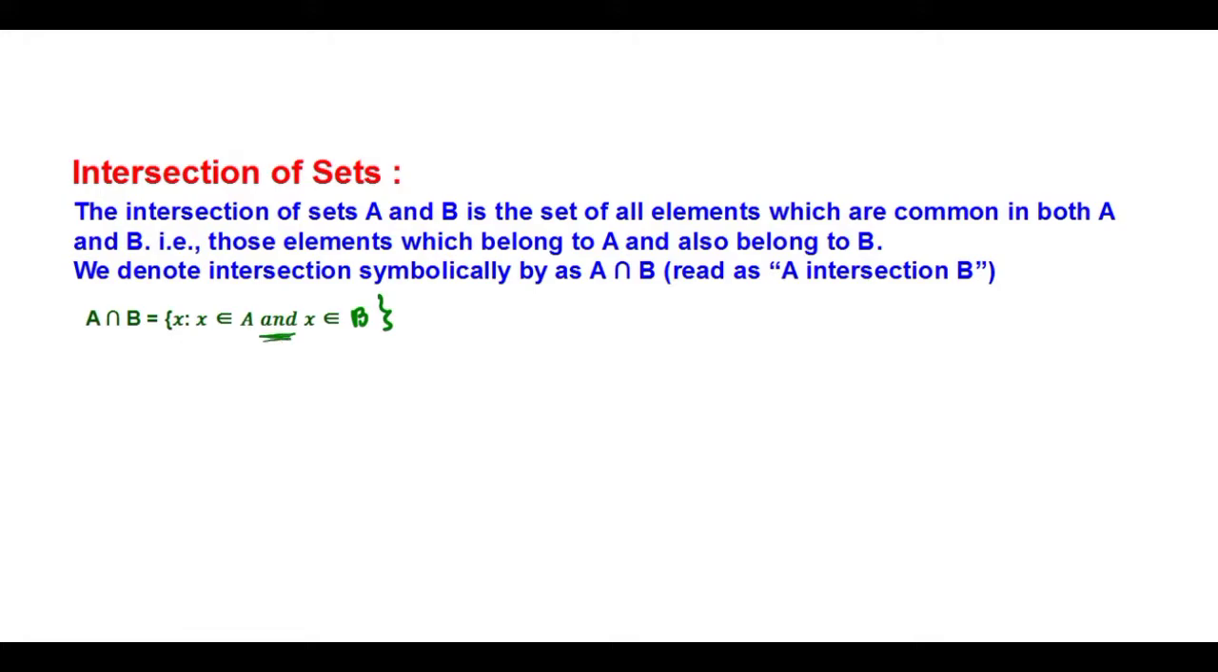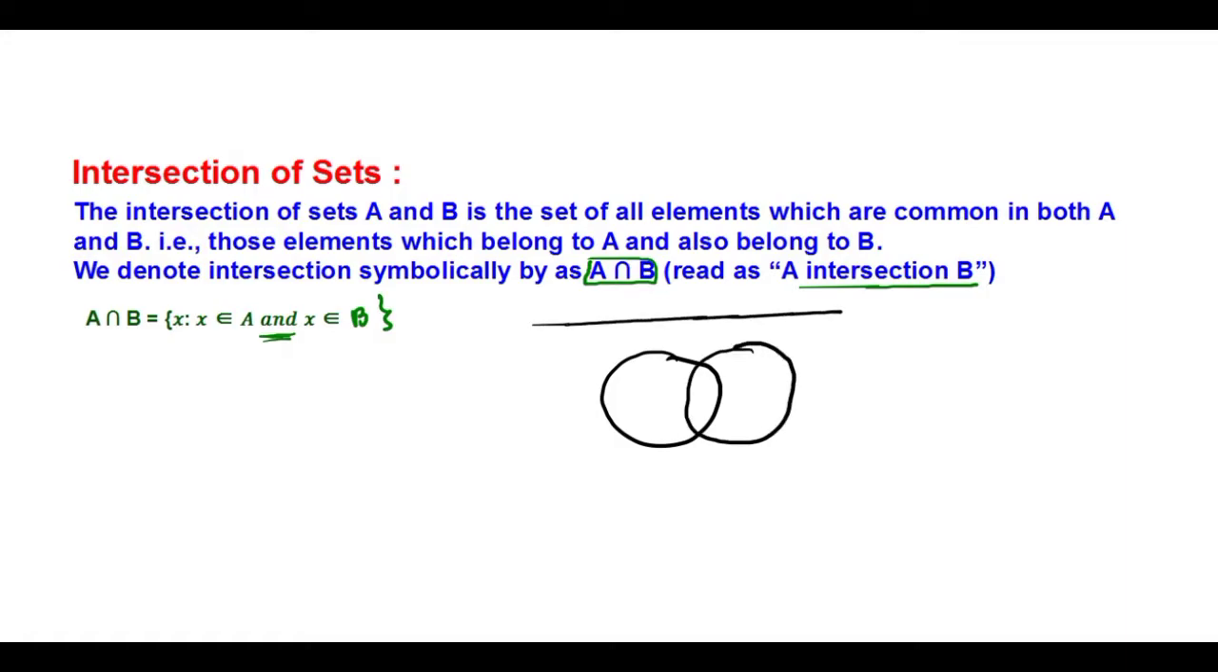So we denote the intersection symbolically. You can see this one. This is called A intersection B. So what Venn diagram do we take for this? As usual, two circles, these are the sets. Next, one rectangular box. The rectangular box is the universal set. What is the universal set? All the sets are subsets of this universal set. So here the two sets we are taking are set A and set B.